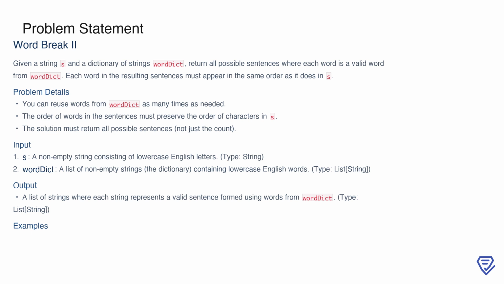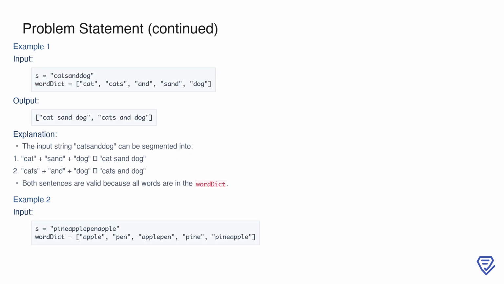Additionally, the solution needs to return all possible sentences, not just the count of them. The input consists of two parts: S, which is a non-empty string made up of lowercase English letters, and wordDict, a list of lowercase English words. The output is a list of strings, where each string represents a valid sentence created from S using words from wordDict. Let's look at the first example.